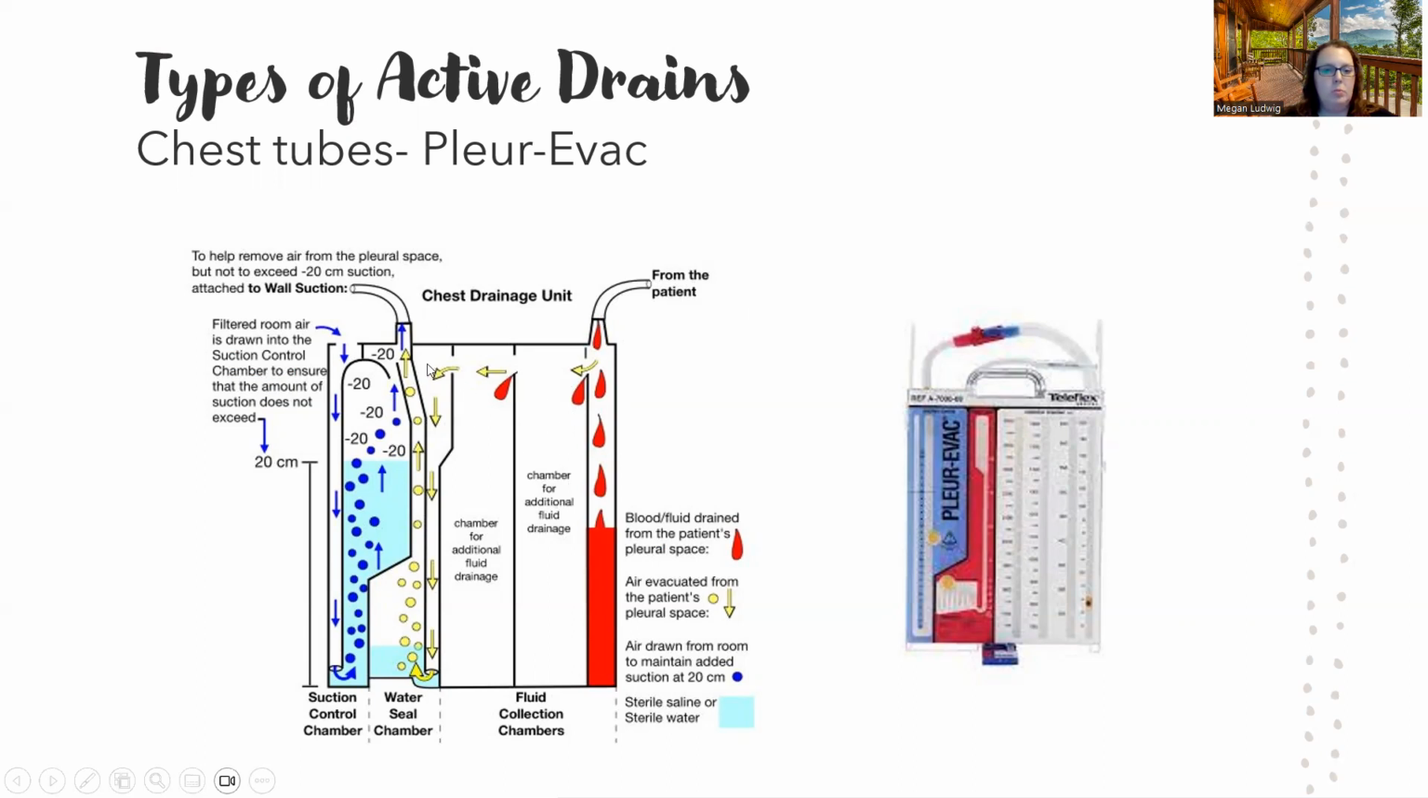Additional drainage. And then it's kind of got this water seal for suction control in this direction. You can even hook it up to wall suction, but be careful that the suction you're using is not too strong for what you're doing. If you're using what's called a Neptune suction machine in surgery, you cannot hook up chest tubes to that. It's too powerful. So be careful with the amount of suction if you're hooking it up that way. Okay. So I just wanted to show you what that looked like.